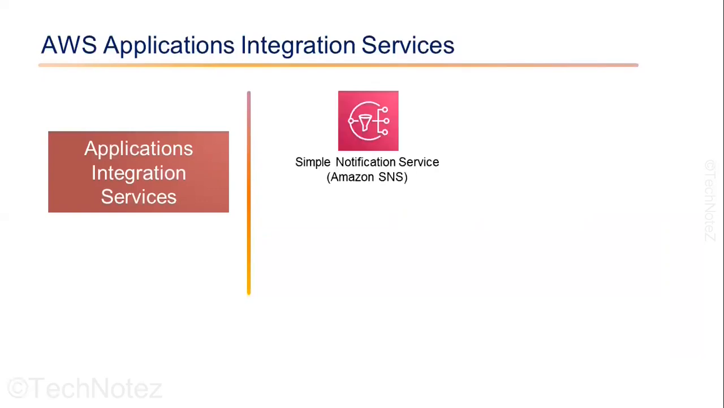Simple Notification Service. Simple Notification Service or SNS is a fully managed pub/sub messaging service that enables you to send and receive the message between different services and applications. The publisher sends the message and subscriber receives the message. SNS supports fan out, filtering, and mobile push notifications and can be integrated with other AWS services such as Lambda, SQS, and Kinesis.